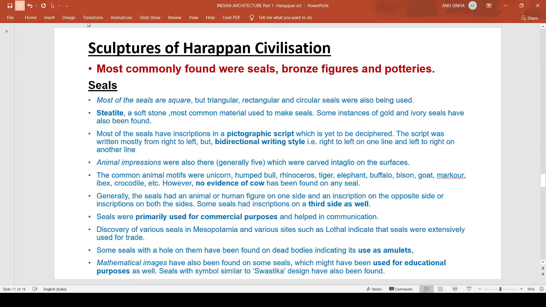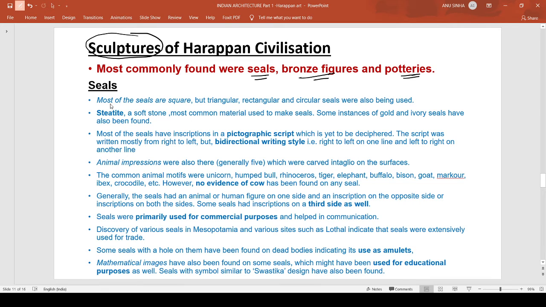Now moving to the sculptures of the Indus Valley civilization. Here we will be talking about the kind of sculptures that we have excavated from the Indus Valley civilization sites. Most commonly found were seals. We have found a lot of seals, bronze figures and potteries.